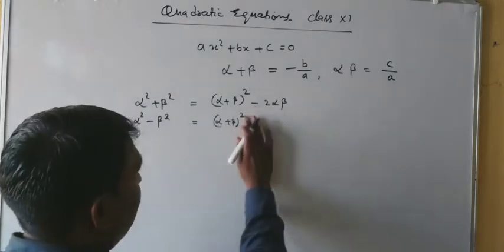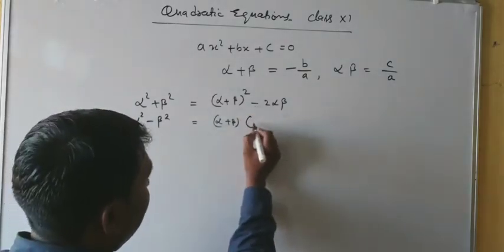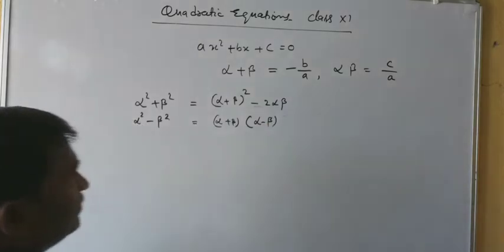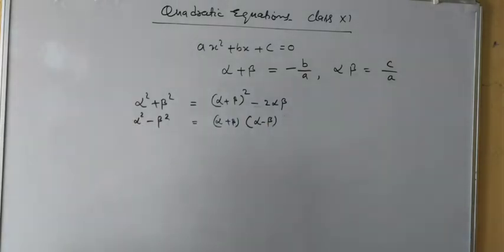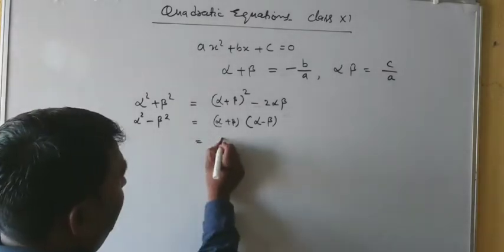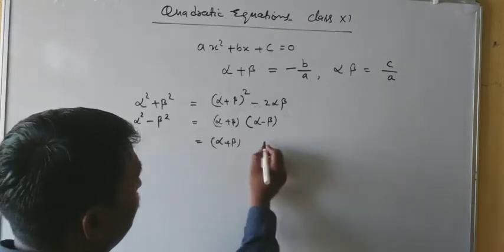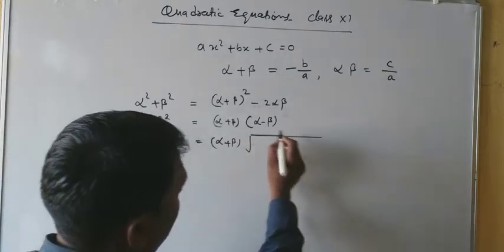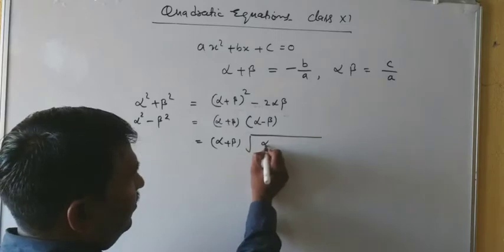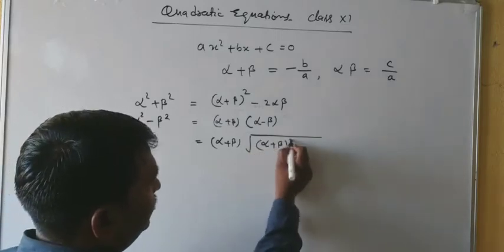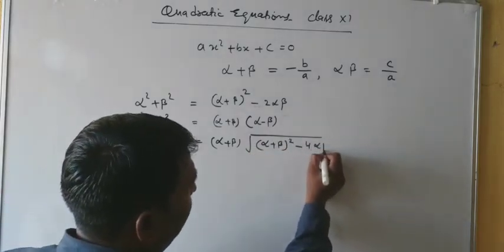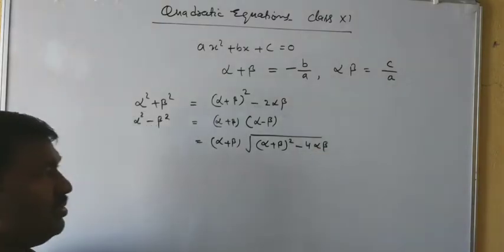Then you can write it as alpha plus beta into alpha minus beta. Is it clear? Alpha plus beta is known, and now how can you find alpha minus beta? Tell me. So see, this alpha plus beta into this under root, alpha plus beta whole square minus 4 alpha beta. See what will it give?